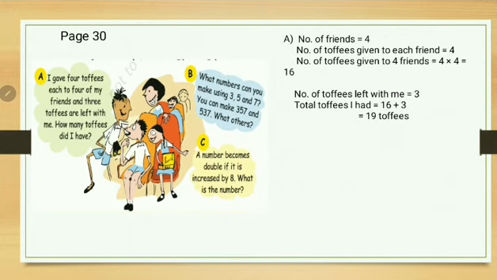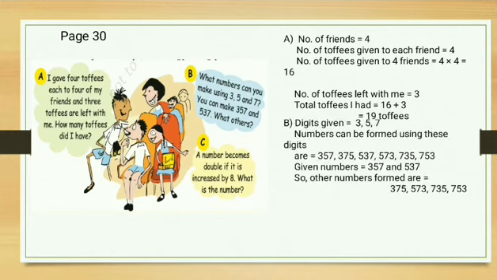In the second one, B, it is said, what numbers can you make using 3, 5 and 7? You have learned how to build numbers using the given digits, isn't it? So first we are going to write all the numbers possible using these digits. Okay, so when 3, 5, 7 are the digits given, then all the possible numbers are 357, 375, 537, 573, 735, 753. These are the possible numbers formed.